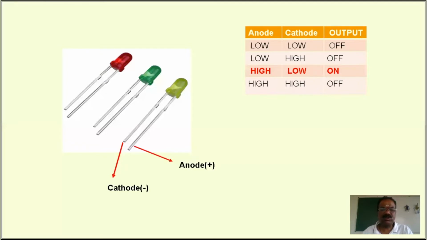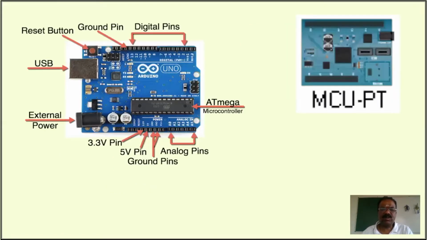I'm going to use two components. One is an LED, light emitting diode. For more description, you can go through the previous video. And I'm going to use the virtual microcontroller board called the microcontroller unit, which is a part of Packet Tracer. I'm going to launch Packet Tracer.